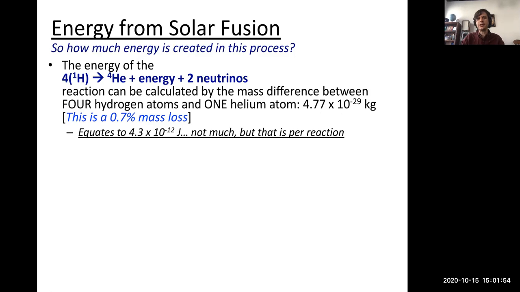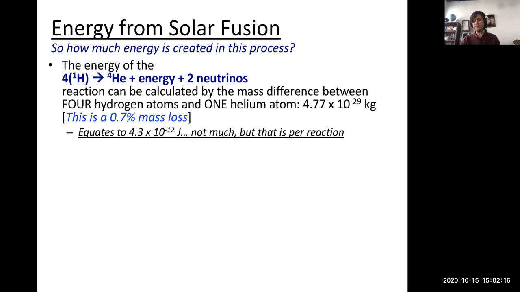And you could do the calculation. That's a 0.7% mass loss, which is going to be an easier way to deal with the total energy produced in the sun, as I'll show you here in a second. So per proton-proton chain reaction, how much energy is produced? Only 4.3 times 10 to the negative 12th joules. You don't have to memorize these numbers, but that's how much energy is produced per reaction.